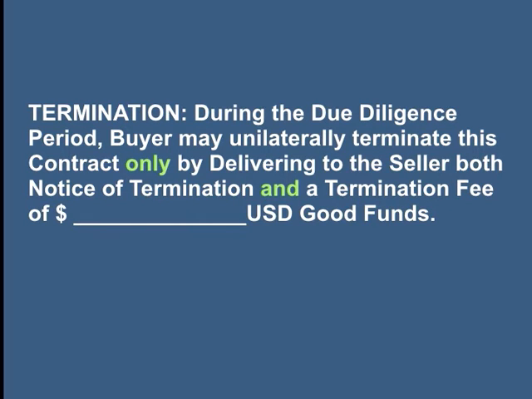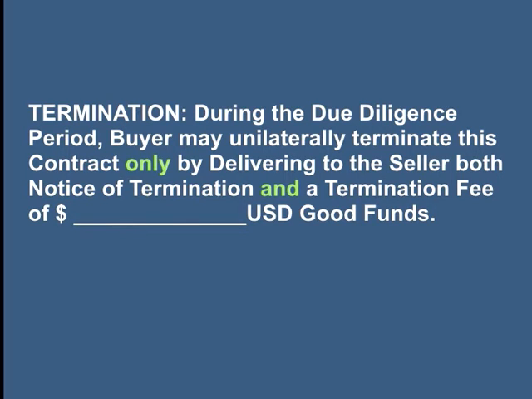Let's talk a little bit about the termination. During the due diligence period, the buyer can unilaterally, that means the buyer only has to sign it in order for the contract to be terminated. They can terminate any time during the due diligence period. Once that 6 o'clock comes on the day that you put for the due diligence period to end, they can no longer terminate because you have to do it during the due diligence period. You have to terminate before 6 p.m. on the date that you put here in the contract. And you can only terminate by delivering to the seller both the notice of termination and a termination fee of whatever you put in the contract.